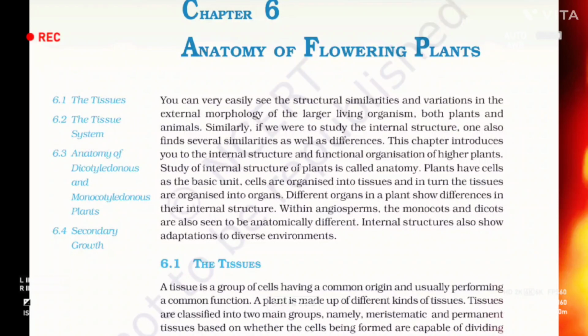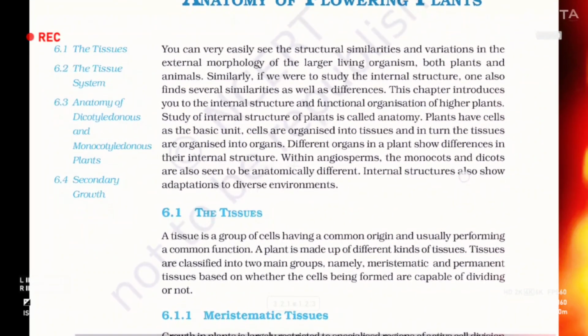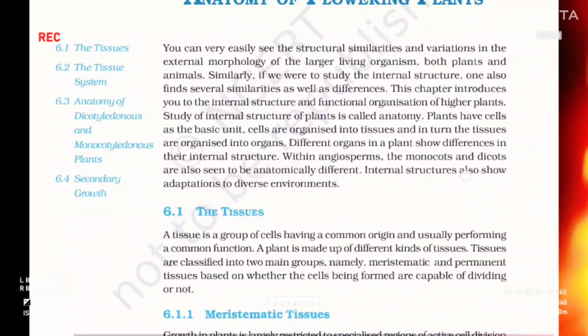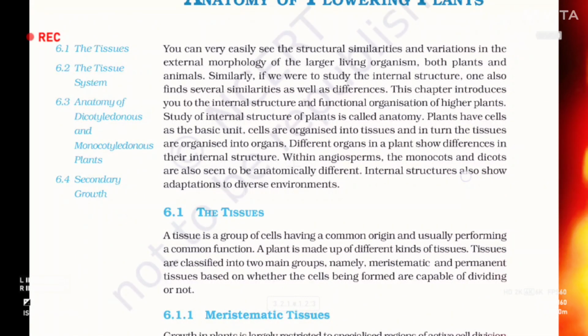6.1 The tissues. A tissue is a group of cells having common origin and usually performing a common function. A plant is made of different kinds of tissue. Tissues are classified into two main groups, namely meristematic and permanent tissues, based on whether the cells being formed are capable of dividing or not.